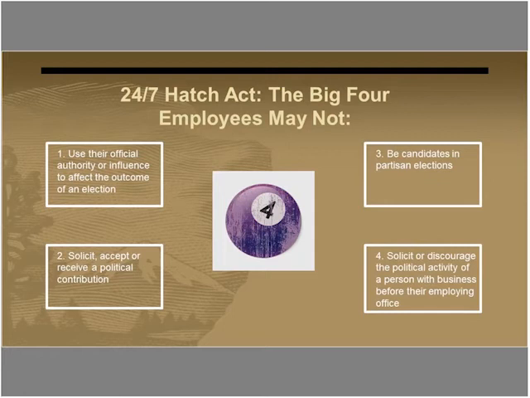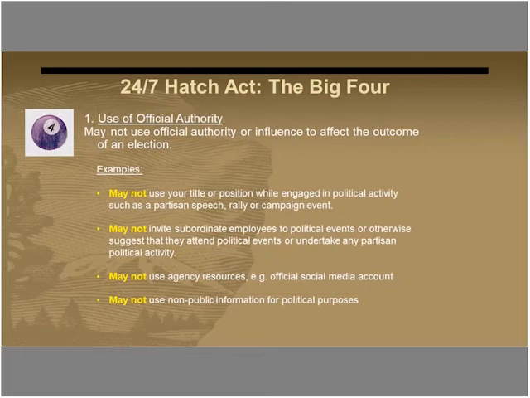So let's get into a little more detail about each of these. What does it mean to use official authority to influence or affect the outcome of an election? Some examples: you cannot use your official title or position while you're engaged in personal political activities, such as making a partisan speech or attending a rally or campaign event. You're free to do those things in your own time if you're a less restricted employee, but what you can't do is use your title or position in connection with those activities.